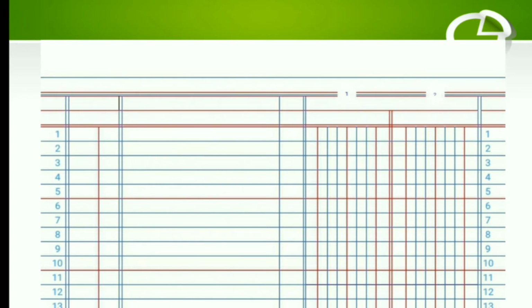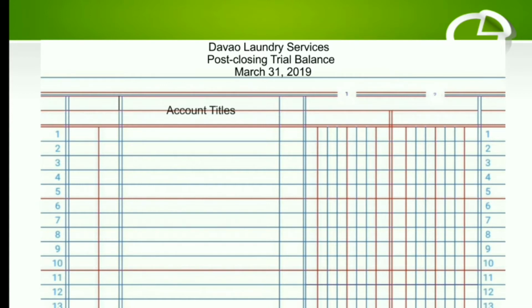So the first line would be the name of the business, and that is Davao Laundry Services. And then the second line is the title of the report, and in this case, it is the post-closing trial balance. And then the third line is the period covered, and that is March 31, 2019, which is the end of the accounting period for Davao Laundry Services. And then here in the widest column are the account titles. And then we have debit and credit.